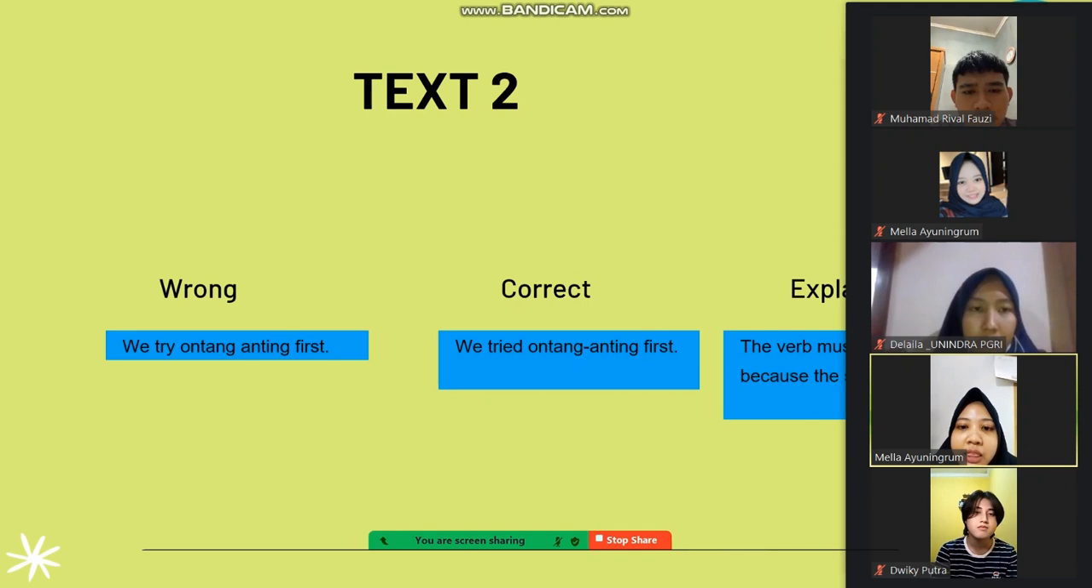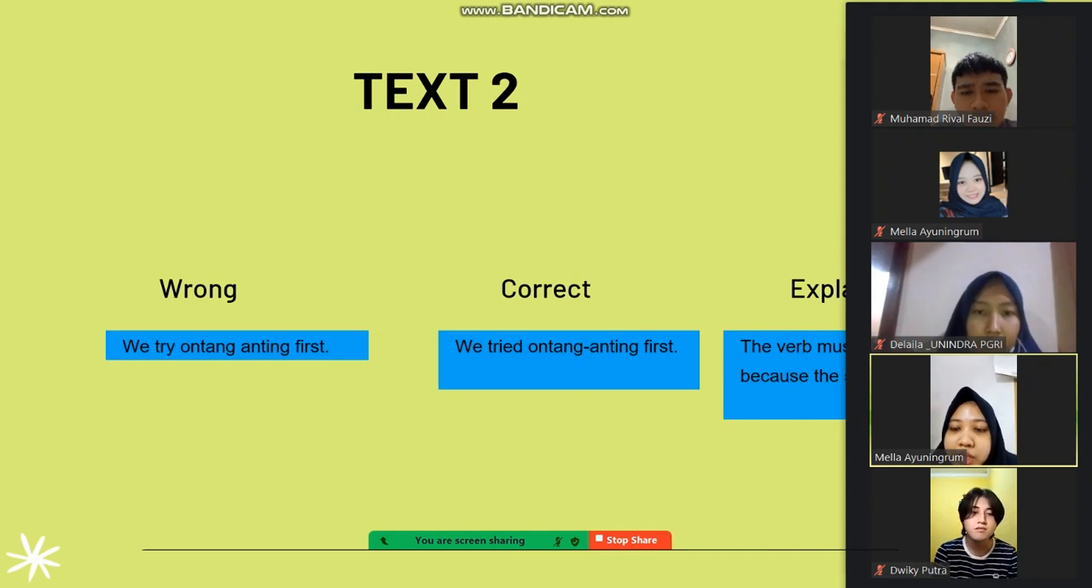We try Tornado and things first. There is a wrong sentence. The correct is: we tried Tornado and things first. The explanation is: the verb must be verb 2, because the sentence shows past tense.